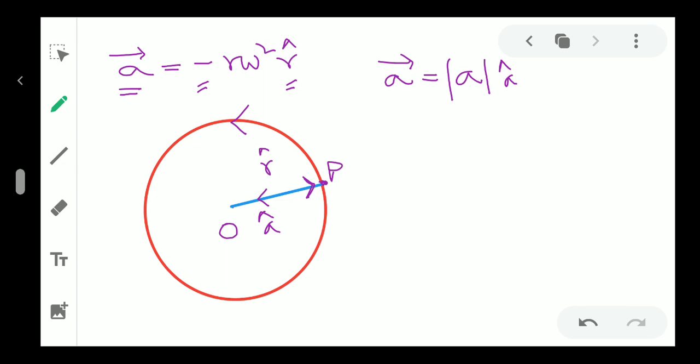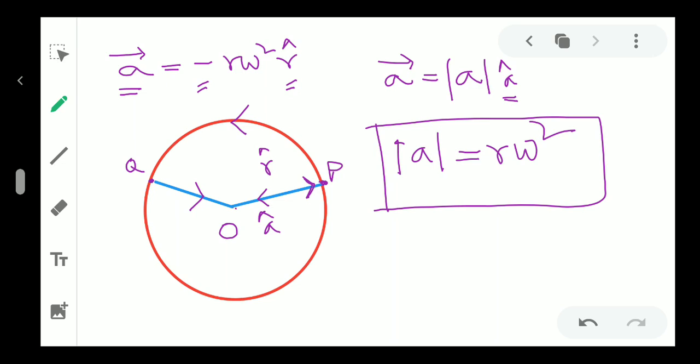So wherever the particle is, let's say the particle is here, at point Q, then also the acceleration will be towards O. So you can say that the acceleration in circular motion always acts towards the center. Okay, and the value of this acceleration is r omega square. Now you must be thinking, arey, where has this omega come from? Omega was that proportionality constant.